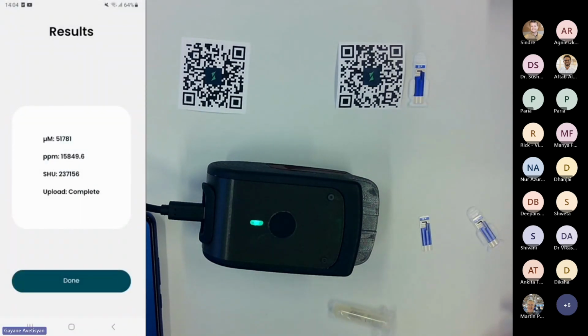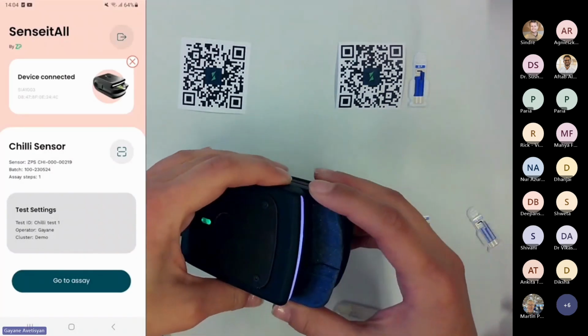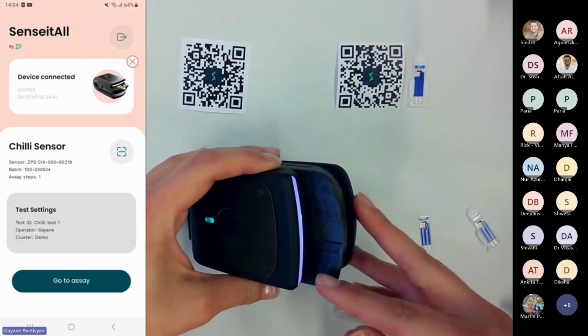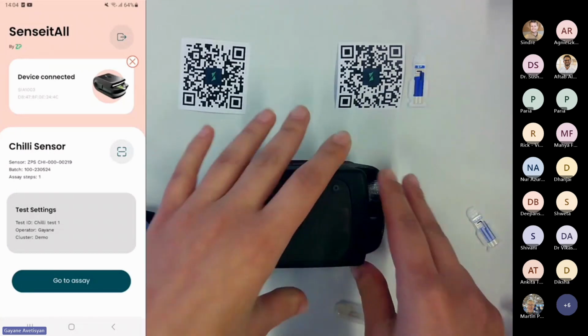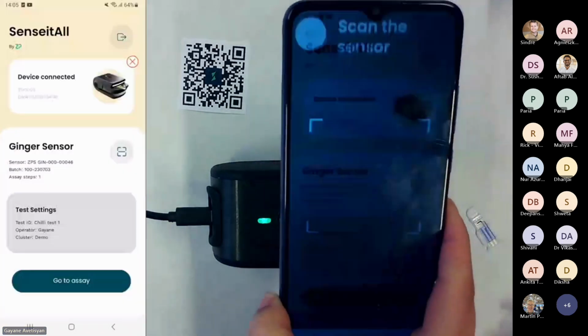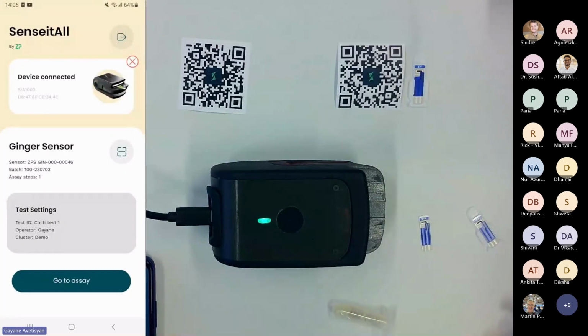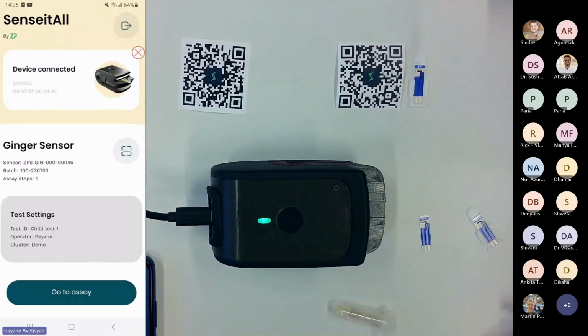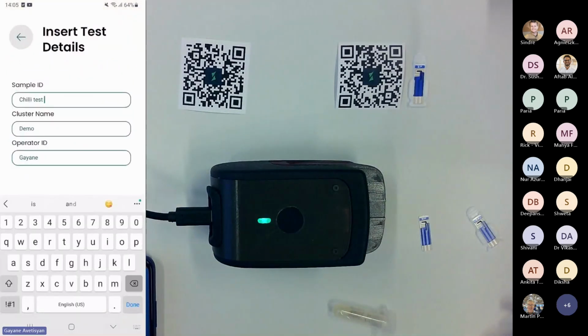I will click done, and we will see that the device LED bar turned white, meaning that it's ready for the next measurement. I will click off the scan icon and scan the next QR code, and we see that it set up the device to run for the ginger sensor. I'll change the test settings saying that this is ginger, so we will find it in Julie with the correct name. The cluster name I won't change, so it will be again in the same cluster.